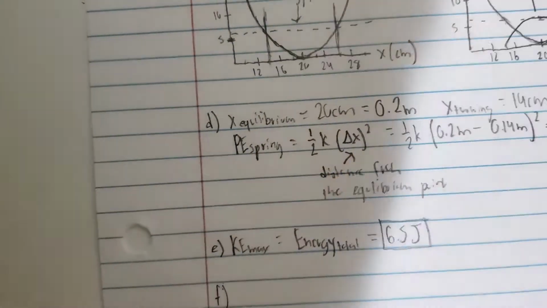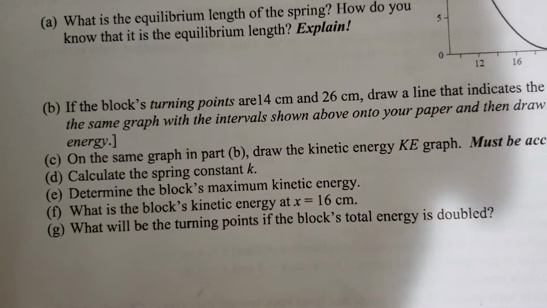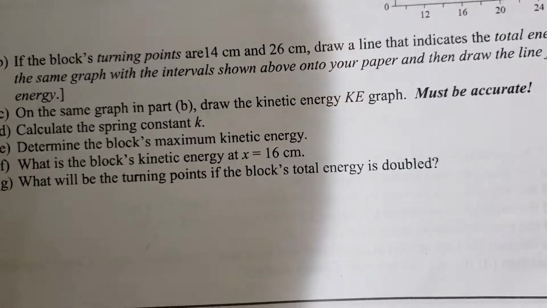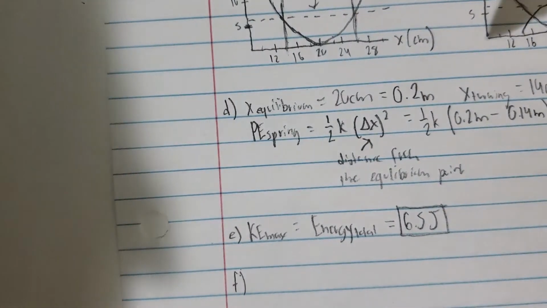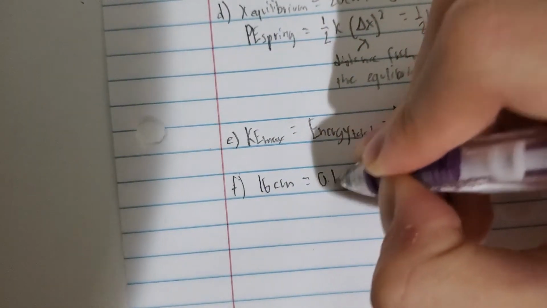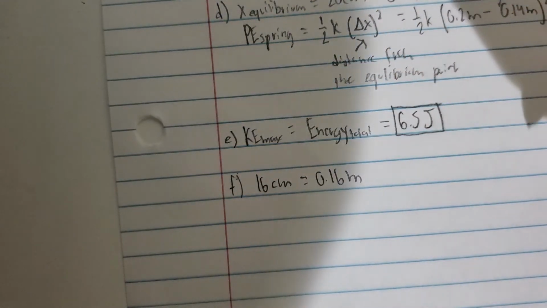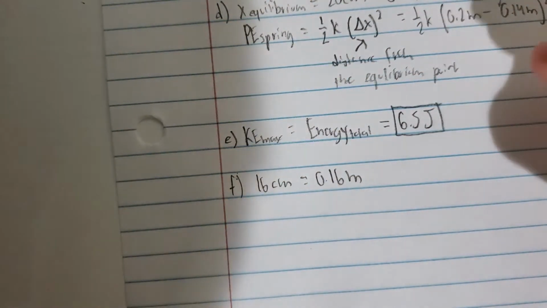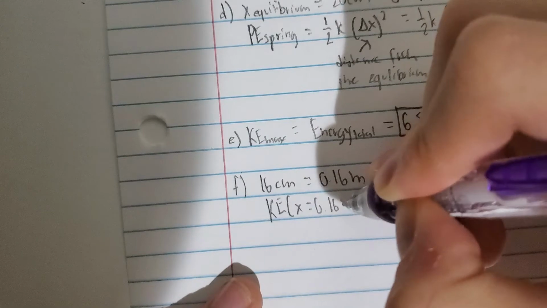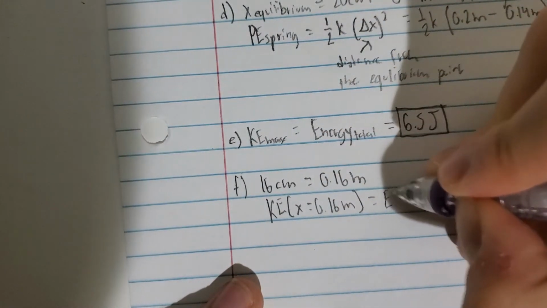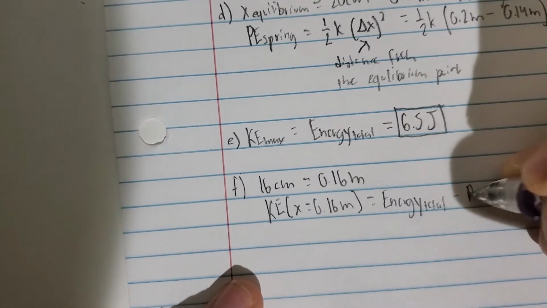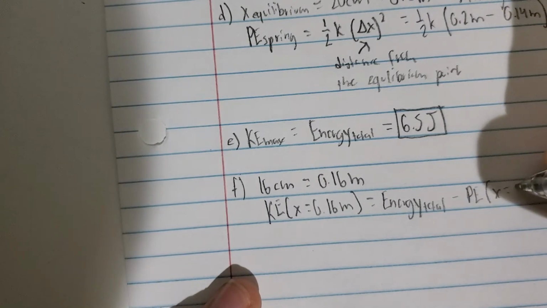Okay, part F. Part F wants us to determine the kinetic energy of the block at x equals 16 centimeters. First of all, I'm going to convert 16 centimeters to meters, which is 0.16 meters. And now I'm going to set up this expression. So my KE at x equals 0.16 meters is going to be equal to my energy total minus my PE at x equals 0.16 meters.